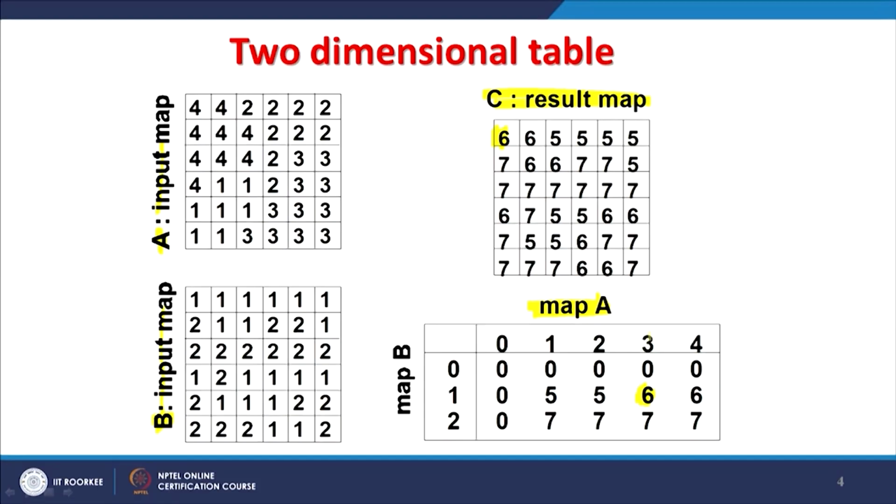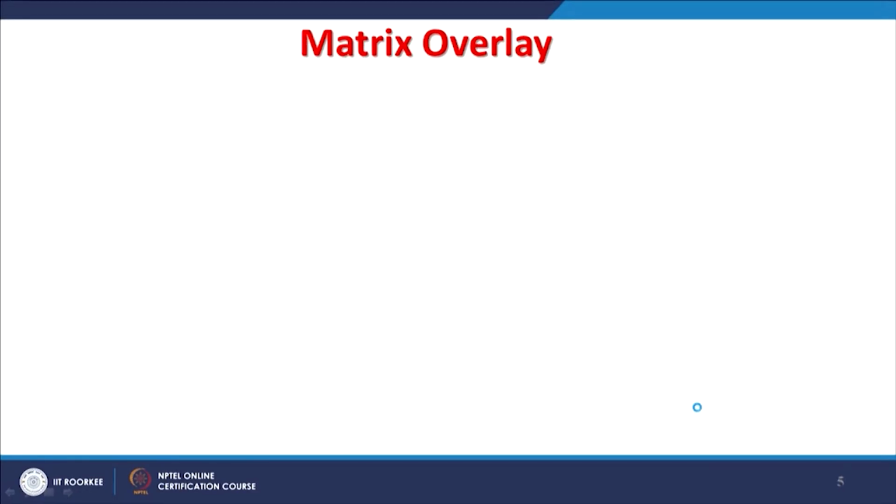So the category of the first map is 3, and for the second map, or B map, it is 1. When these two conditions are satisfied, a weightage kind of value is assigned, and likewise we can assign different weightages in our output map also. So there are some applications of two-dimensional tables as well through overlaying operations.